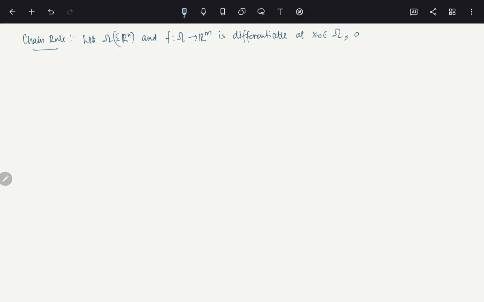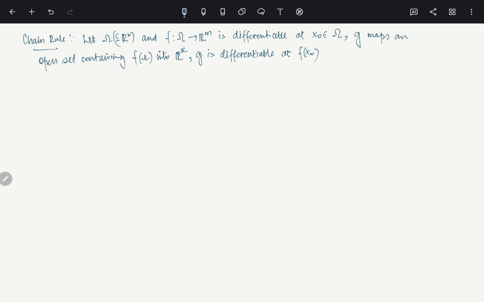Now we are looking for another map g. Let's say g maps an open set containing f of omega into Rk. So basically f is from omega to Rm, and g is from f of omega to Rk. We are also assuming that g is differentiable at f of x0.